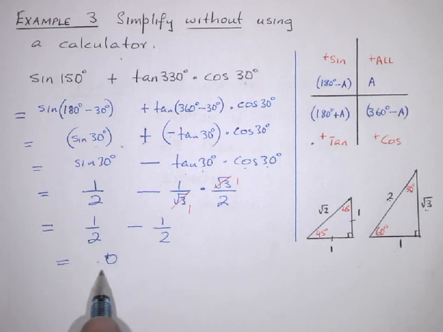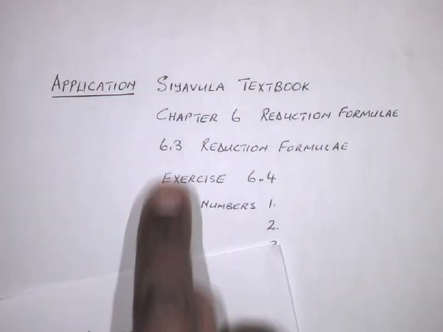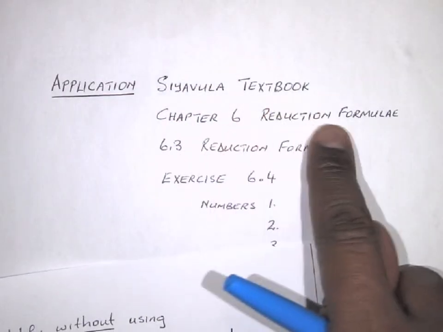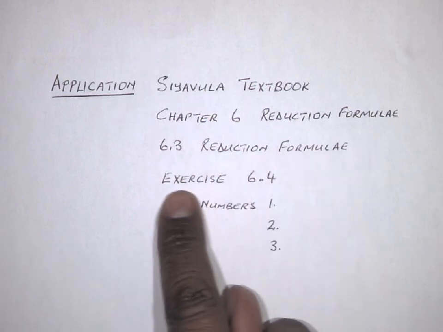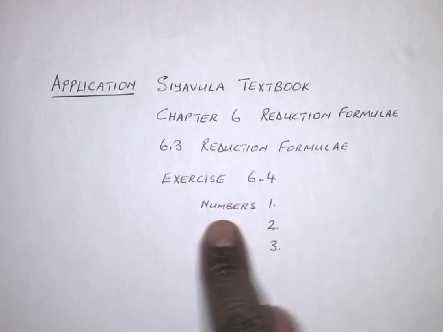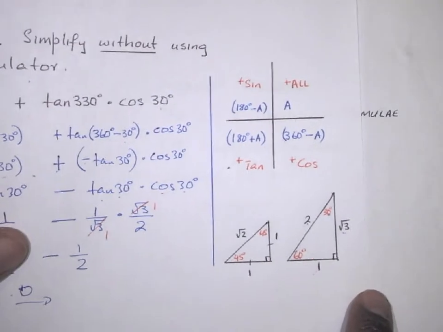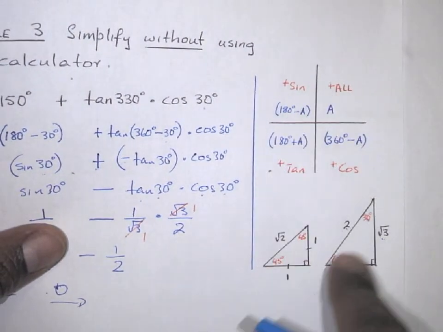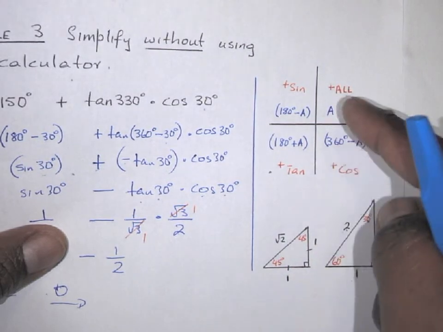It's easy as that. So, on your own, can you try these simple problems from your Siyavula textbook, chapter 6, on the reduction formula, 6.3 reduction formula, exercise 6.4, numbers 1, 2, 3. It would be worthwhile if you have a copy of this on your side as you do each and every problem until you get used to it.